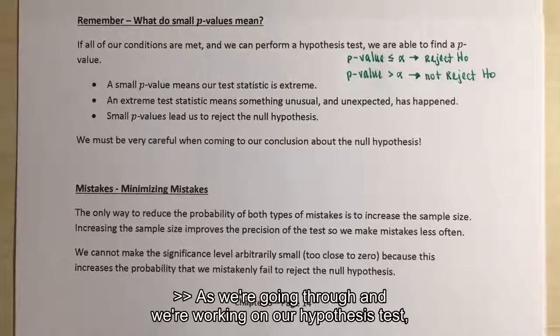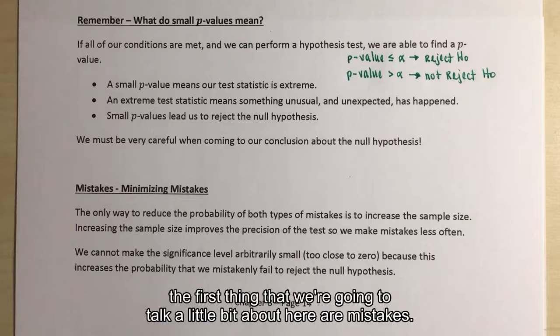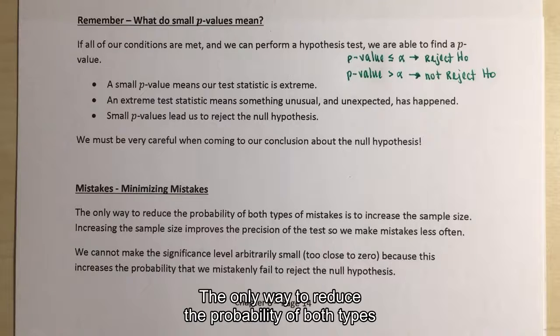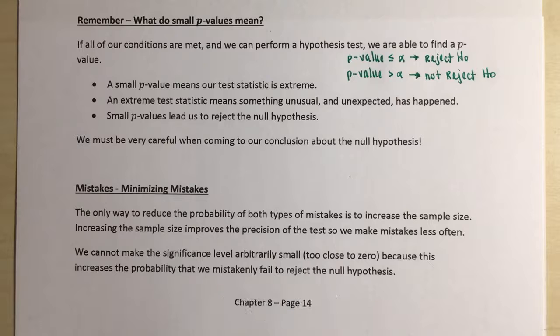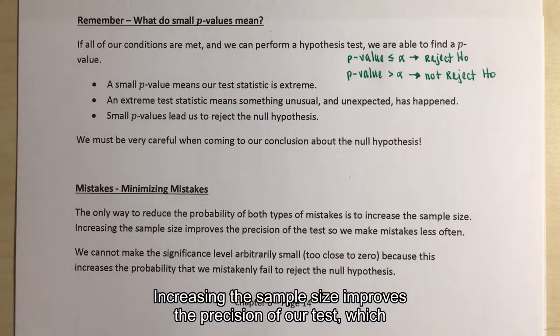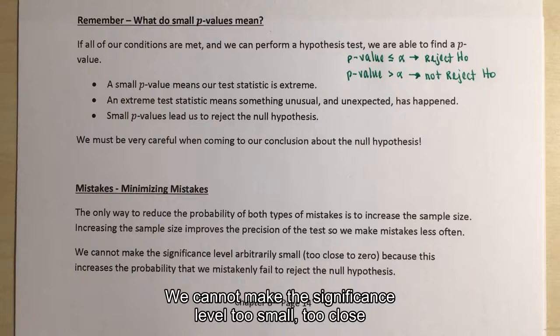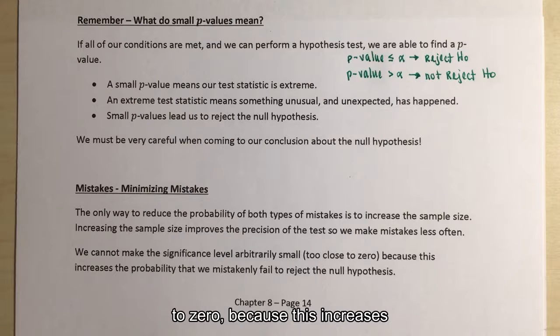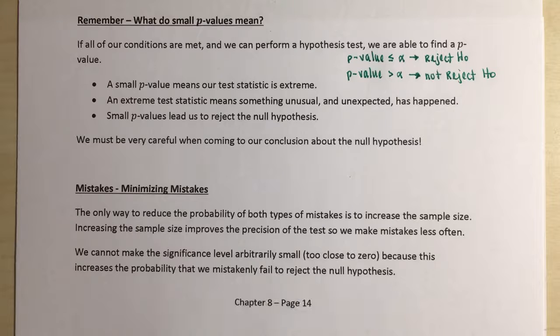Right, so as we're going through and working on our hypothesis test, the first thing we're going to talk a little bit about here are mistakes. The only way to reduce the probability of both types of mistakes is to increase the sample size. Increasing the sample size improves the precision of our test, which we talked about in previous chapters, so we make mistakes less often. We cannot make the significance level too small, too close to 0, because this increases the probability that we mistakenly fail to reject the null hypothesis.